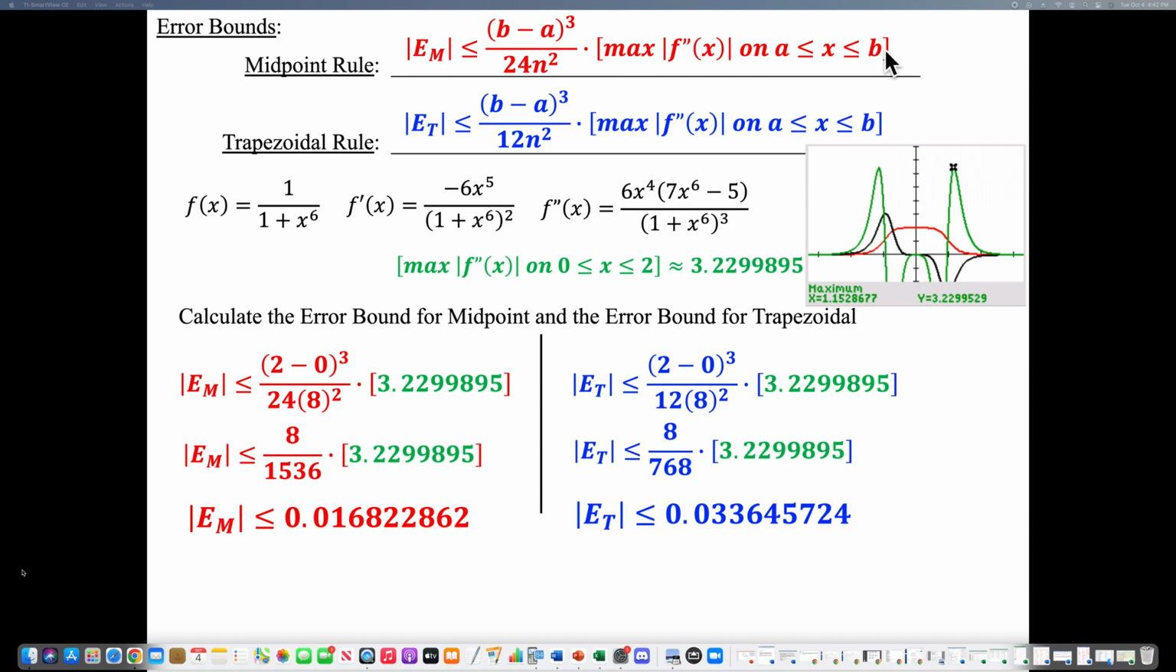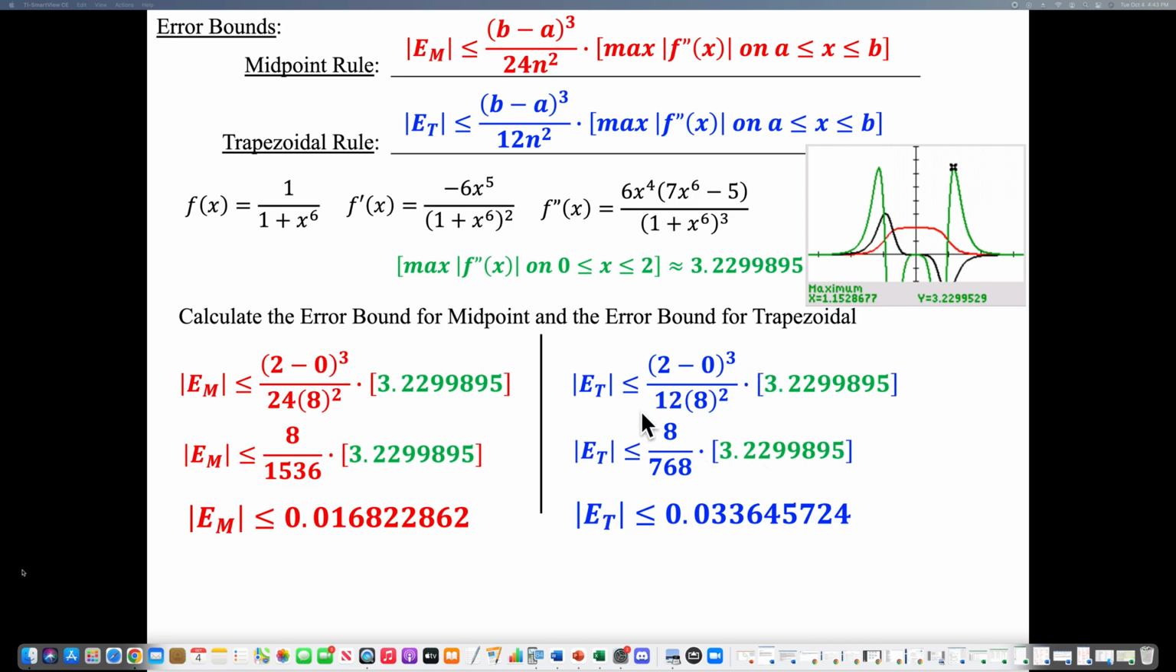So that's this value right here being multiplied to 2 minus 0, which is 2, cubed, that's 8. Over 24 times the number of rectangles, 8 squared. Multiply that out. So what that's saying is that this bound for my error is always going to be less than 0.016822862. Could be a positive or a negative number, but if we take its absolute value, it has to be less than that. And so here's my trapezoidal error.